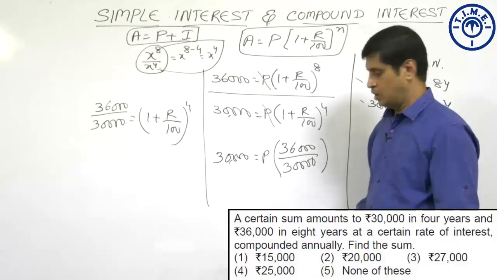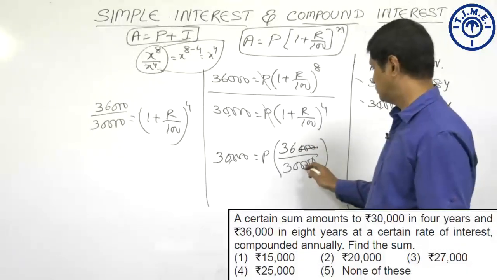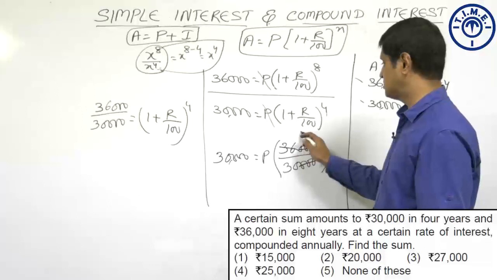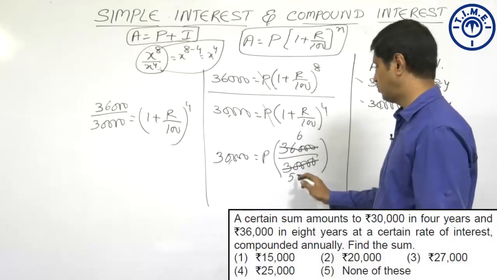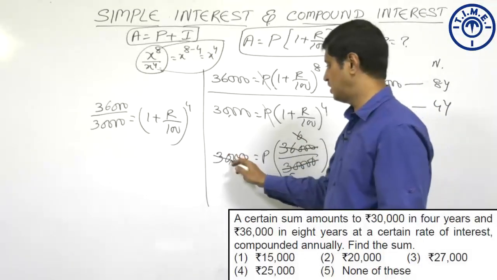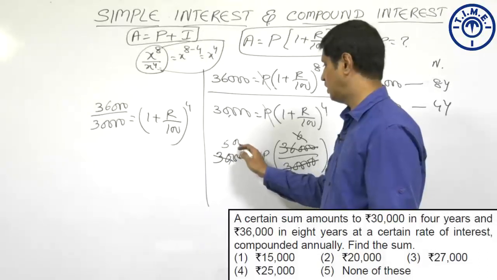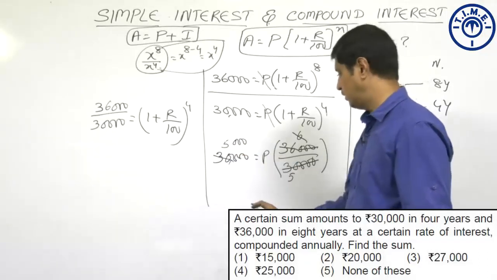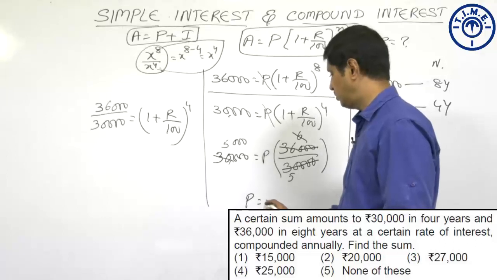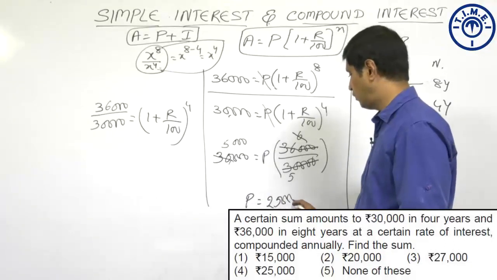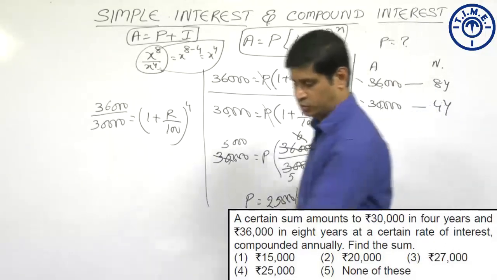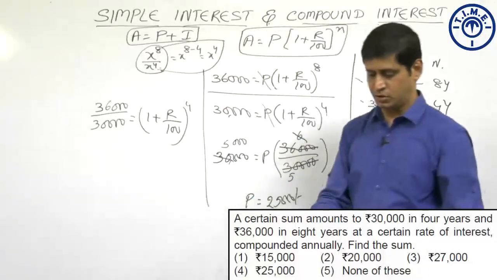Solving this, now the cancellation: 3 zeros we can cancel, 6 times, 6 is 5 times. Now 6 in 30 is 5 times. So, what is the result? 5 into 5 is 25. The principal value is 25,000. The right choice for this question is option 4.